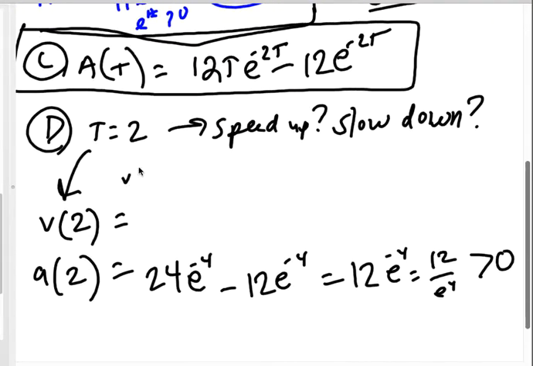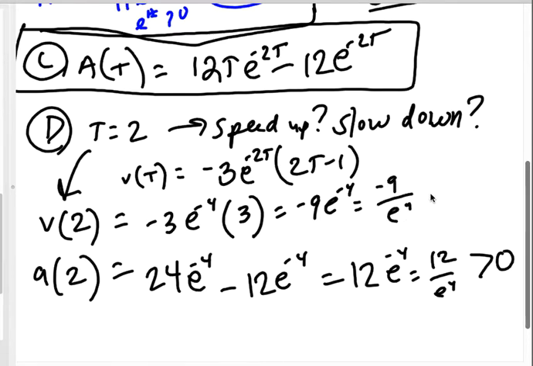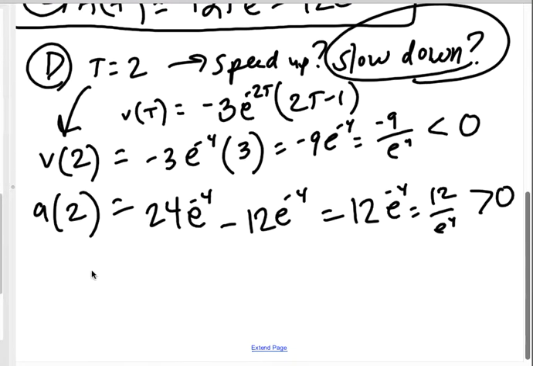So for my velocity, just remember that your velocity was a negative 3e to the negative 2t times 2t minus 1, right? So if I wanted v of 2, that would be a negative 3e to the negative 4th times, this will be a 4 minus 1, which is a 3. So I'm going to get negative 9e to the negative 4th, which is a negative 9 over e to the 4th. That's less than 0. So this thing's slowing down.